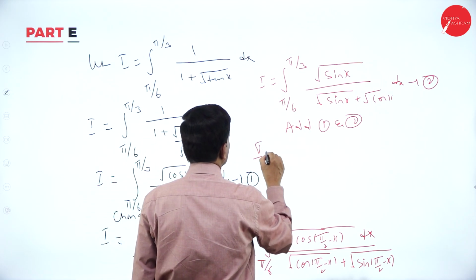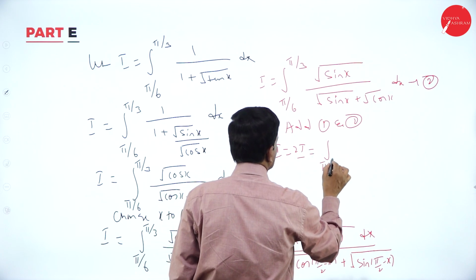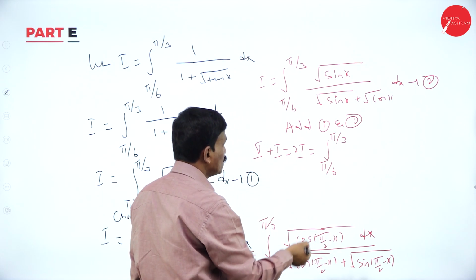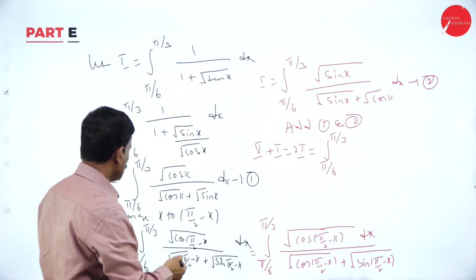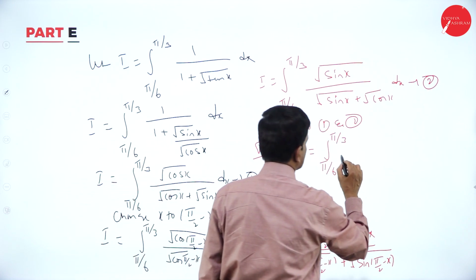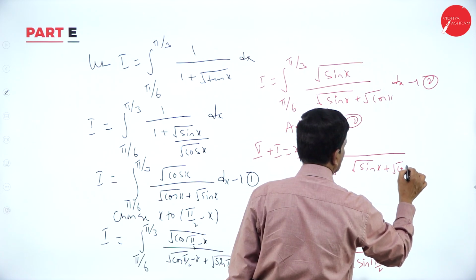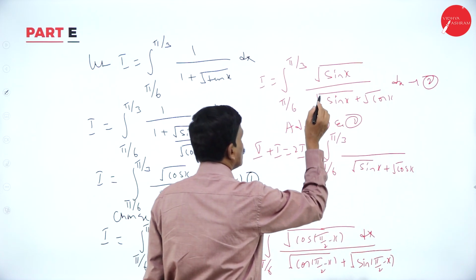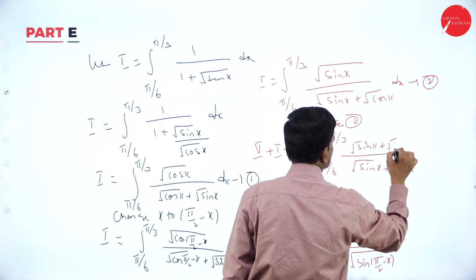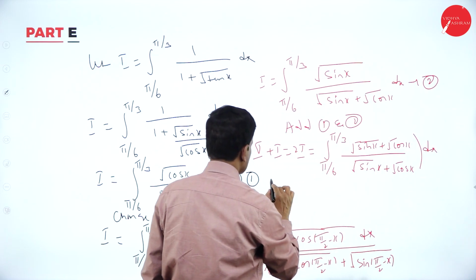If I add 1 and 2, I plus I, 2I is equal to the integral from pi by 6 to pi by 3. The denominator and numerator have the same terms, root of cos x plus root of sin x, root of sin x plus root of cos x. So, root of cos x gets cancelled. What we will have? Root of sin x plus root of cos x dx. So, these two get cancelled.